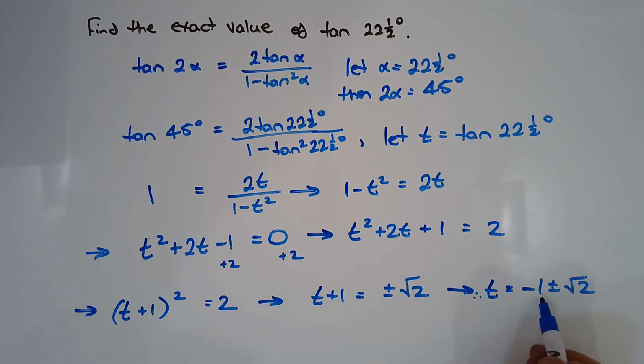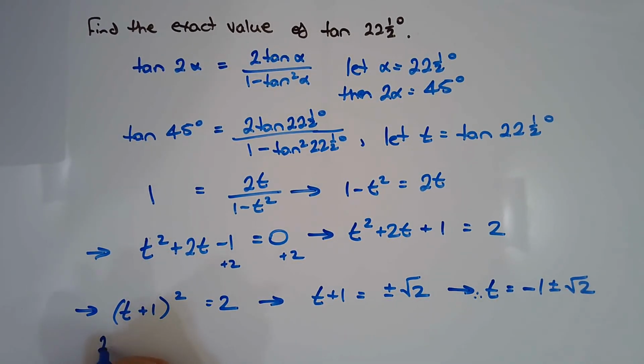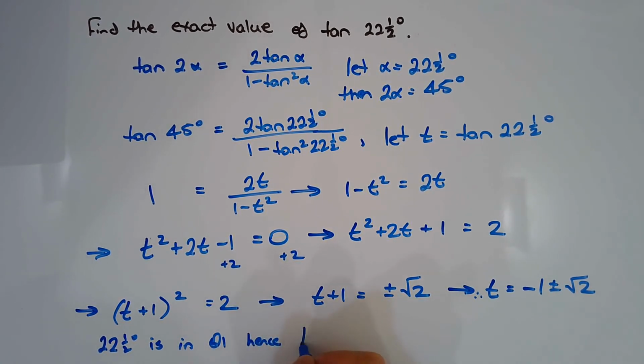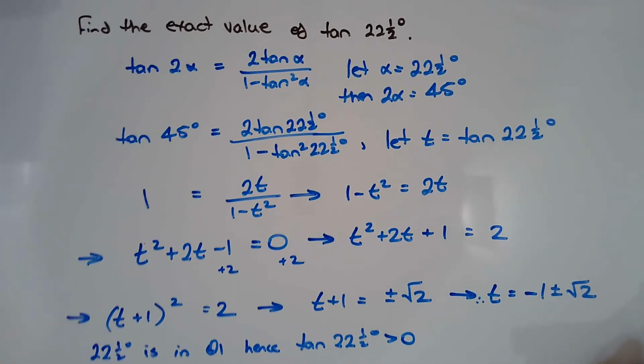Now, negative 1 minus root 2 is a negative number. Negative 1 plus root 2 is a positive number. Now, 22.5 degrees is in quadrant 1. Hence, tan 22.5 degrees has to be greater than 0.